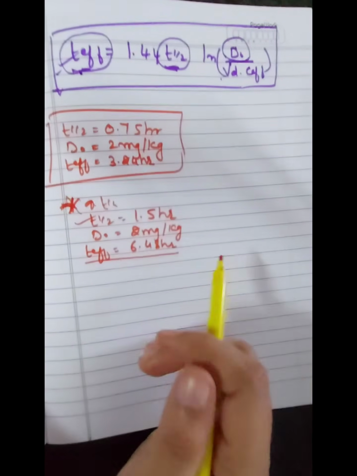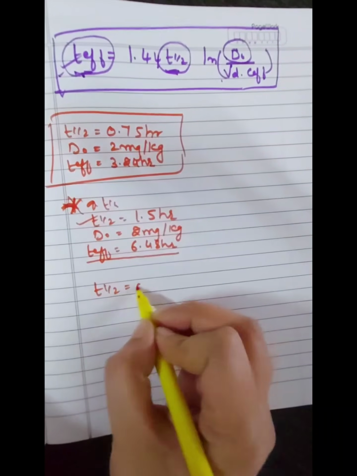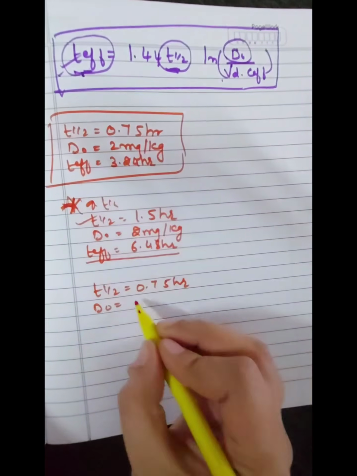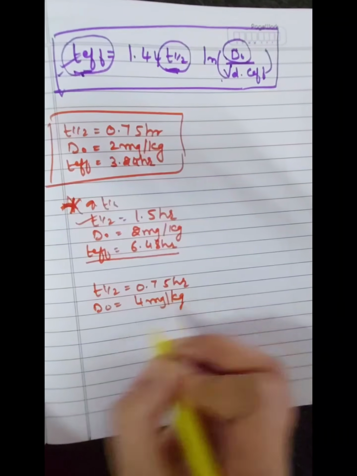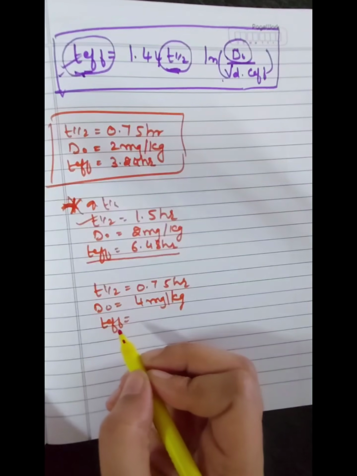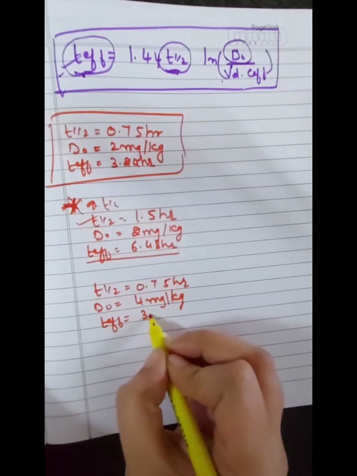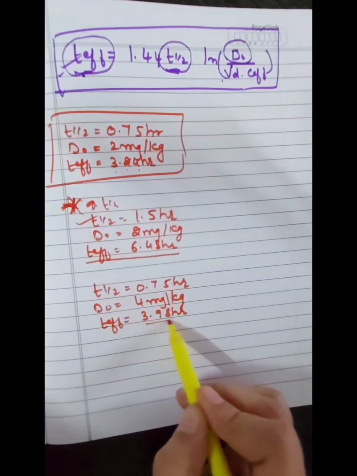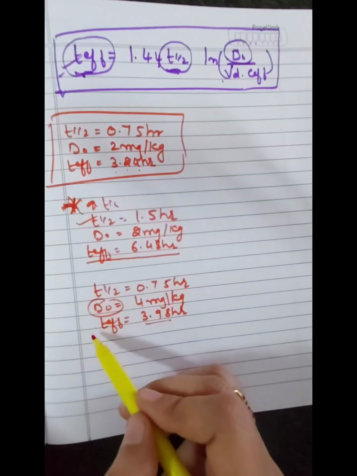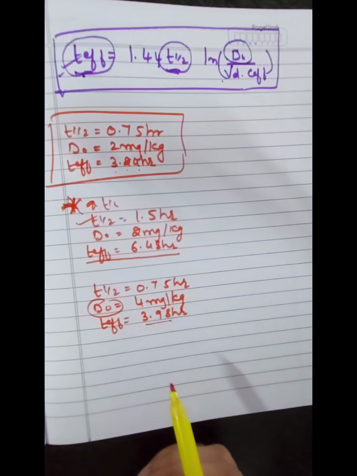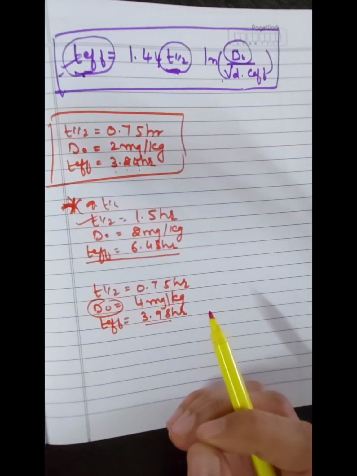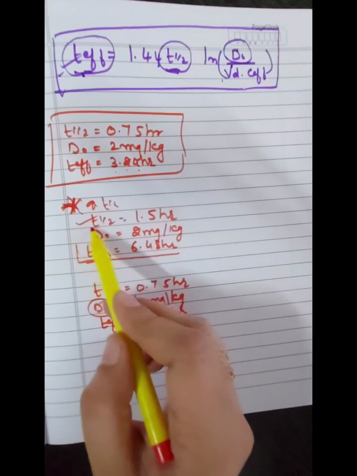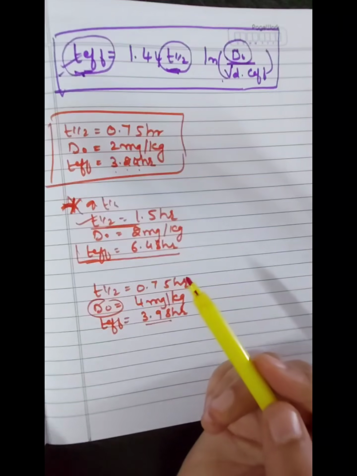Now similarly, suppose we keep the half-life the same, 0.75 hour, and the dose is increased from 2 mg to 4 mg per kg. In this case, the duration of activity is found to increase to just 3.98 hours. So there is an increment from 3.24 hour to 3.98 hour with doubling the dose of the drug. That means there won't be any doubling of the duration of activity, just a slight increase. But a 100% increase in the duration of activity is found when you increase the half-life of the drug.